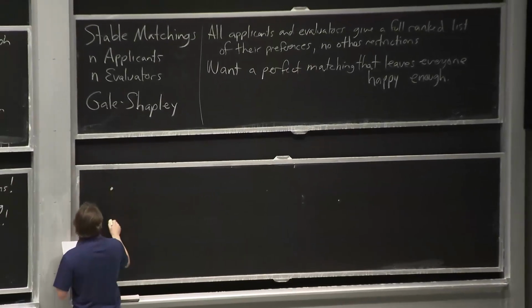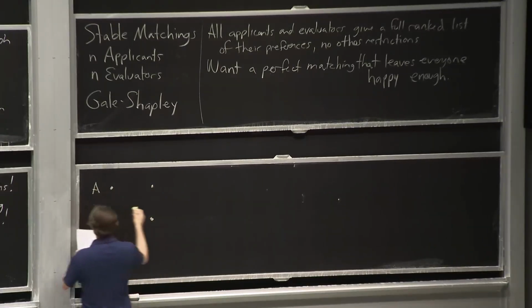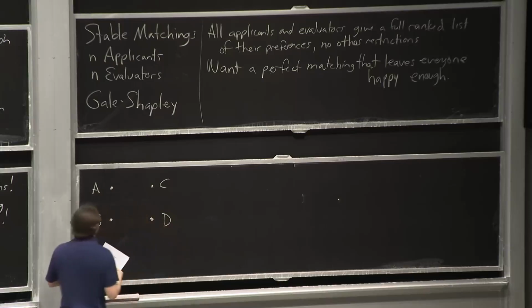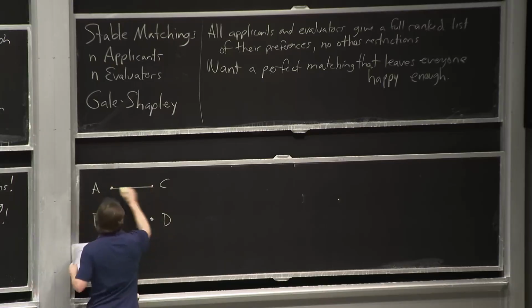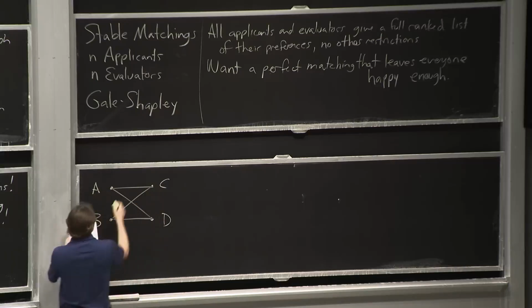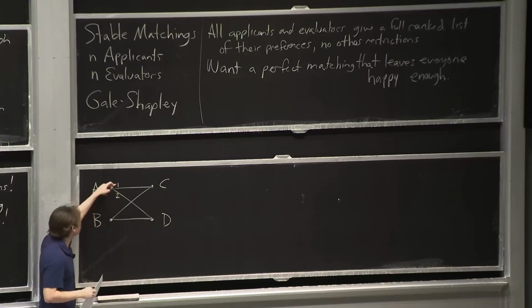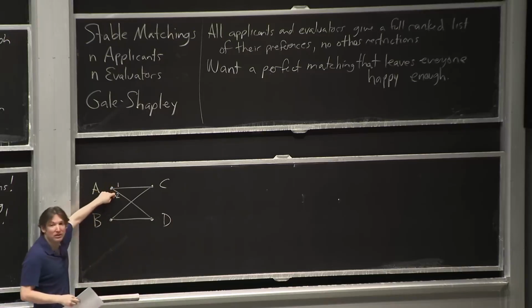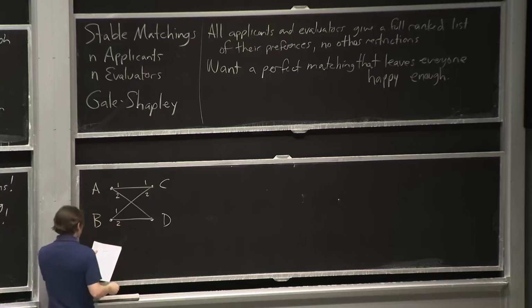So let's imagine, back to our favorite graph, AB and CD. So we have applicants AB, evaluators CD. And A prefers C over D. So I'll list that as a 1 and a 2. A prefers C, and then after C, they prefer D. B, likewise, prefers C over D. C prefers A over B, and D also prefers A over B.